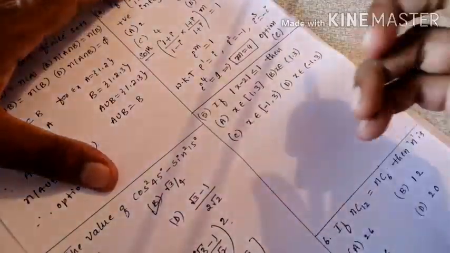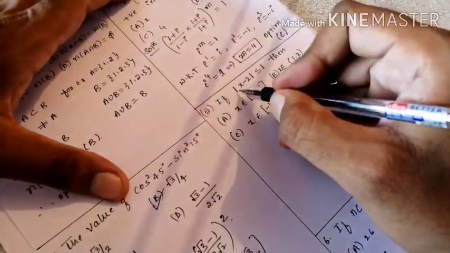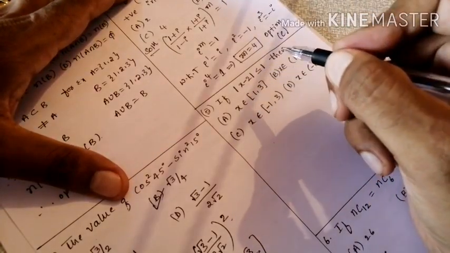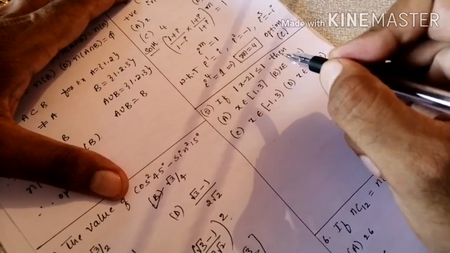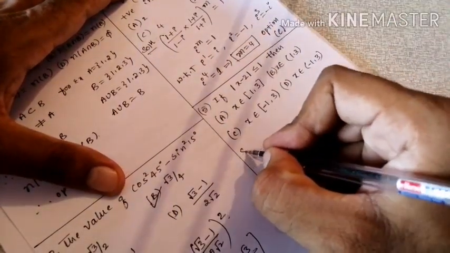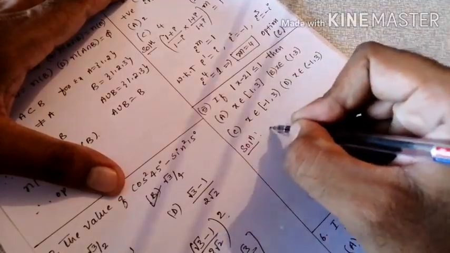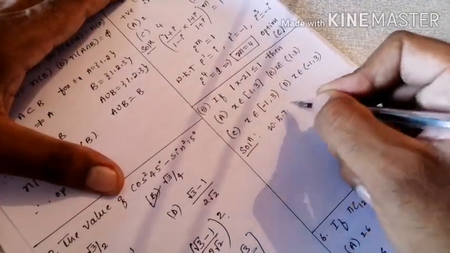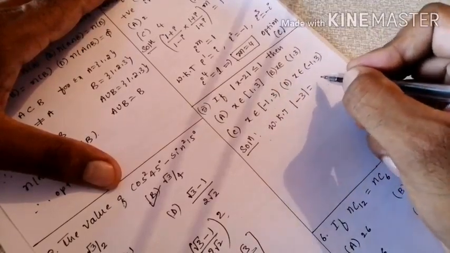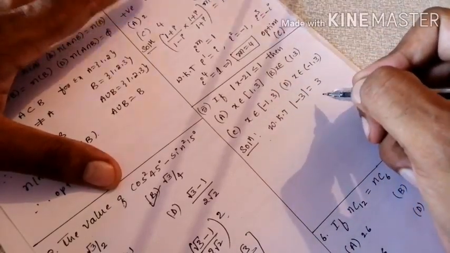Here the problem belongs to mod. Everybody knows that if we get a negative value inside the mod, the answer of the function is positive only. Keep it in mind, my dears. If you get a negative value inside the mod, no problem. We are writing the answer as 3.